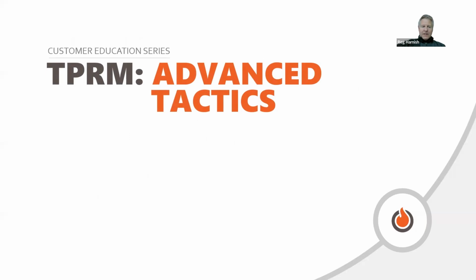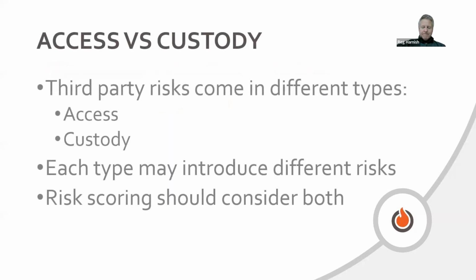All right, let's talk about some advanced topics here. Things that we don't see that often, but you should be aware of just in terms of understanding the issues that we're dealing with and how we treat this risk in the process. I talked a little bit about the different types of risk: access versus custody, and that each one of these should and will introduce different risks to you. We're going to bake that into your risk scoring. It's going to be identified in your inventory. And what we'll do is identify common practices for treating access risk versus custody risk.